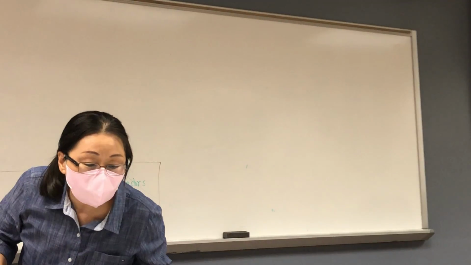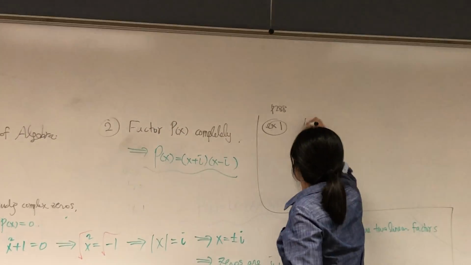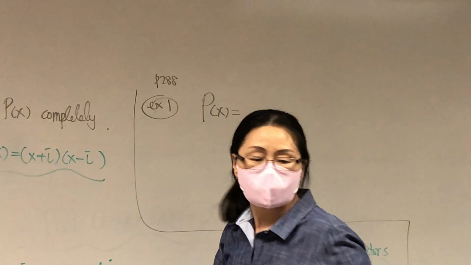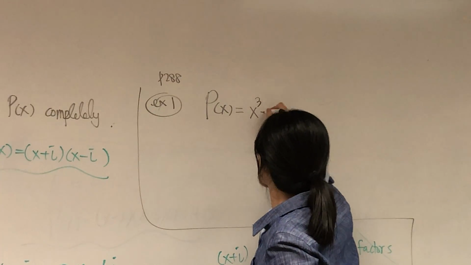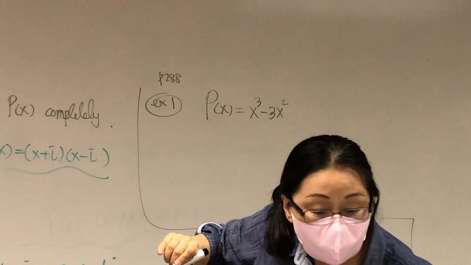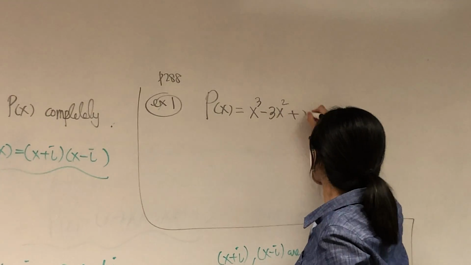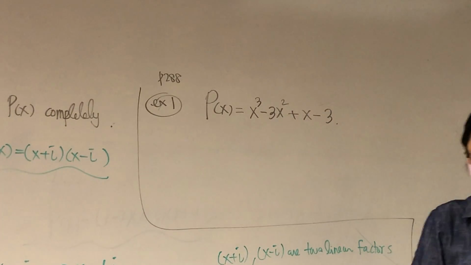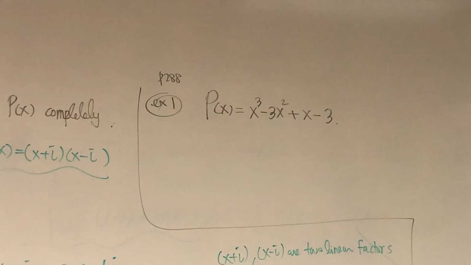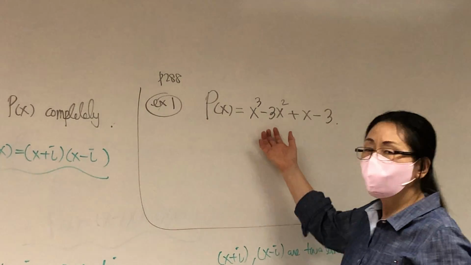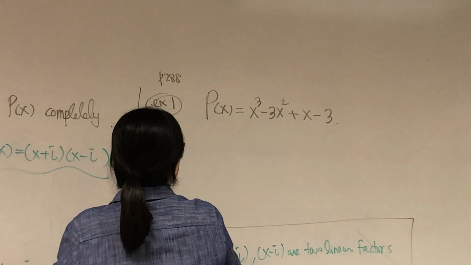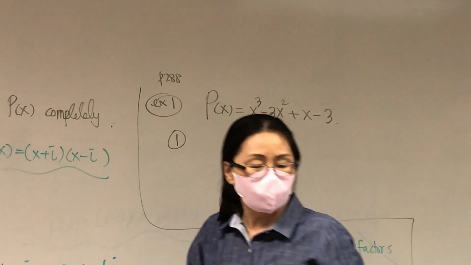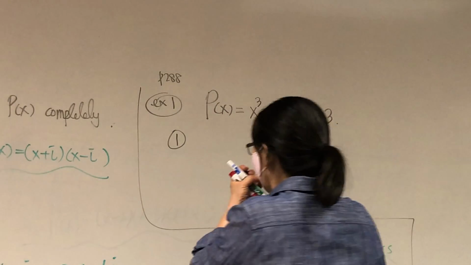Example 1. P of x is given: x cubed plus x minus 3. Maybe some of you already learned this in intermediate algebra. Can you factor this out? Hint. First question. What is a good way to ask? Okay. Find all zeros.